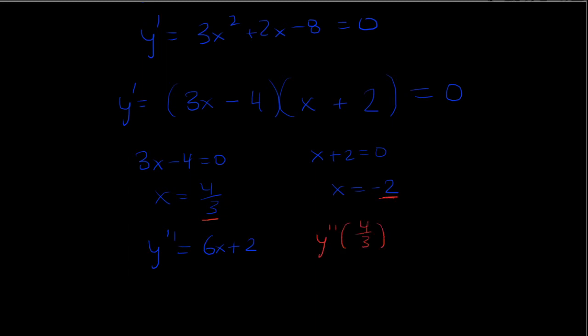Let's plug in 4/3 first. We get 6 times 4/3 plus 2, which you're multiplying by positive, adding by positive. I don't care what this value is, it's going to be positive. And if I plug in -2, I have 6 times -2 is -12, plus 2 is -10, and we find that it is negative.